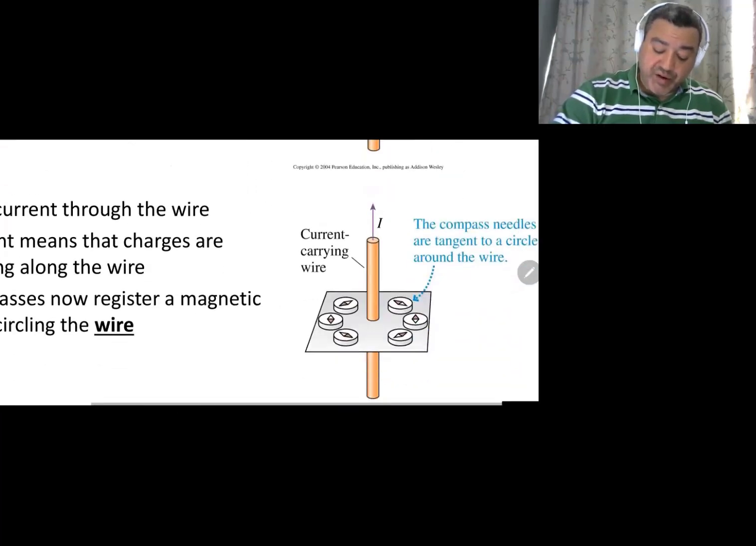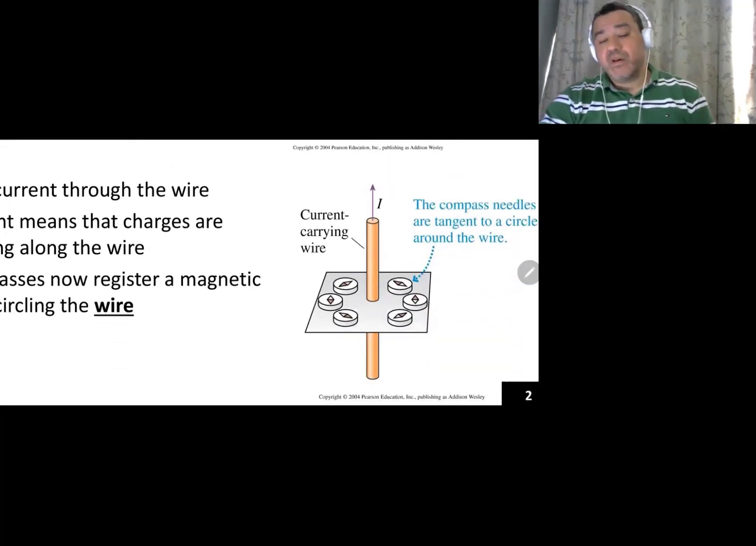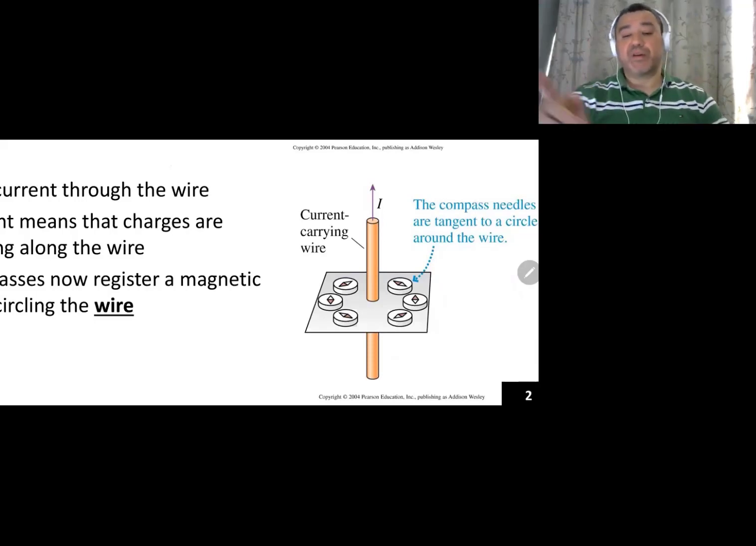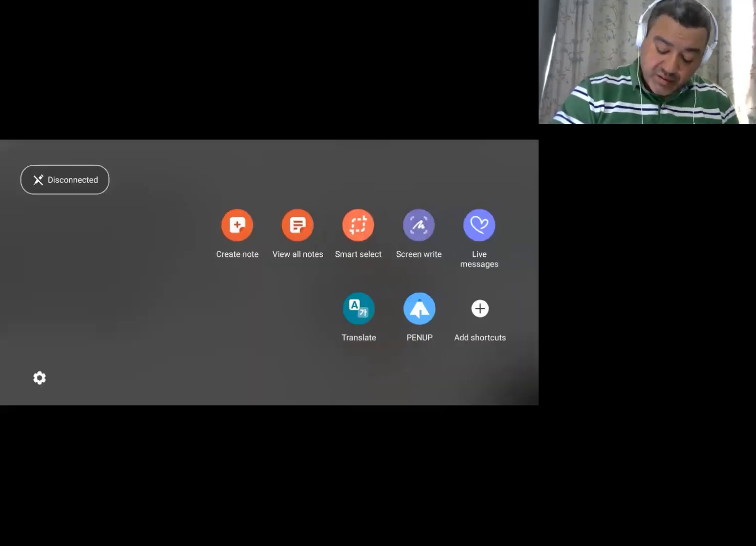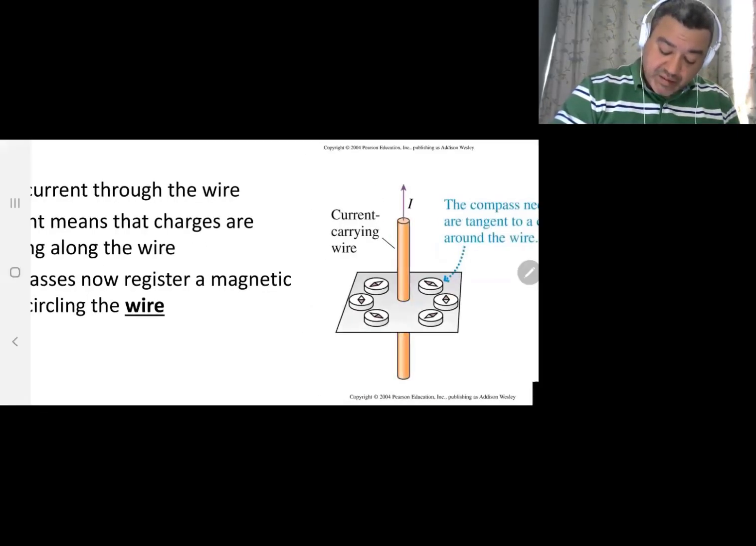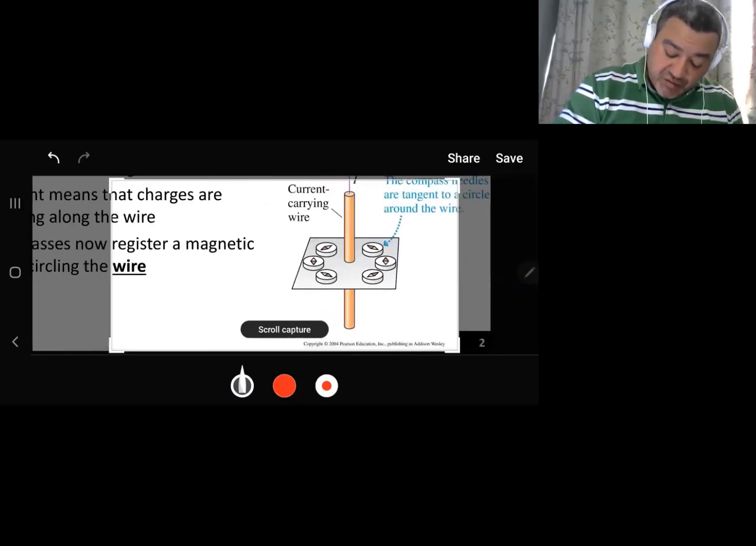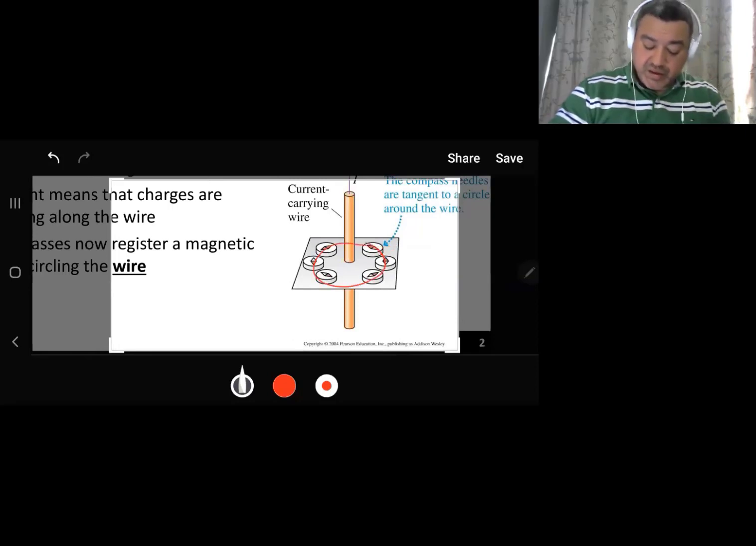However, if I run a current going upward into that wire, then this wire is going to generate a magnetic field around it. Those magnetic fields are going to look circular in shape, so surrounding. So in this case, if I am to draw the magnetic field here, they will look like this.